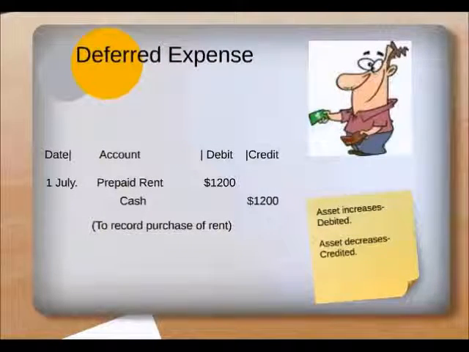A deferred expense is when companies pay cash before they incur an expense. On the 1st of July, Mark paid 12 months of prepaid rent for $1,200. His prepaid rent account increases by $1,200 and thus it is debited. His cash account decreases and thus it is credited.